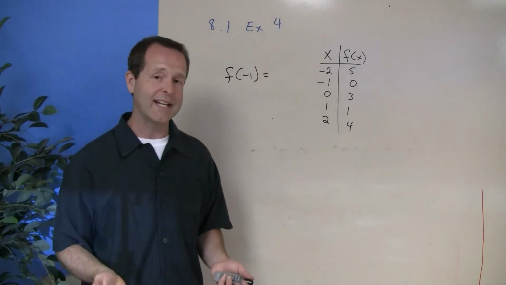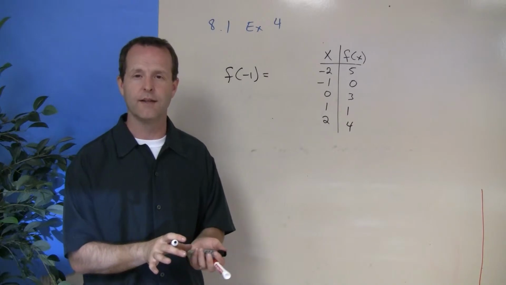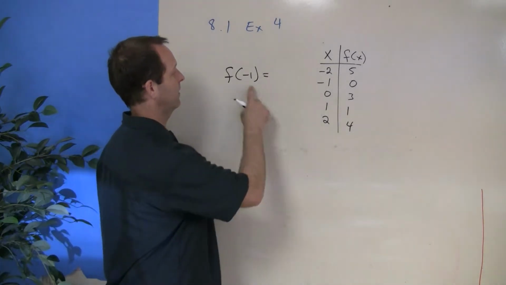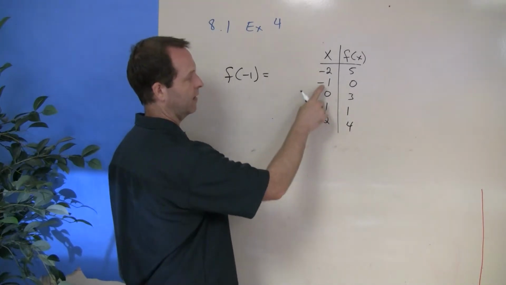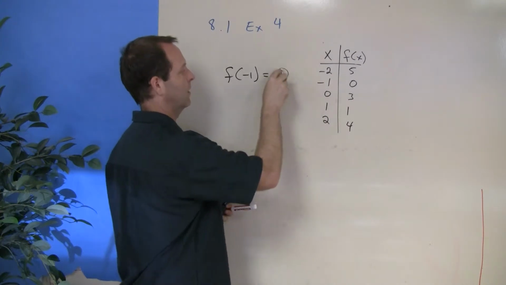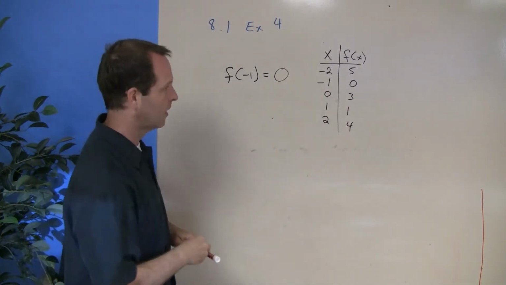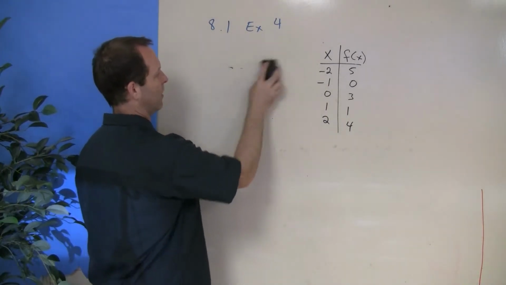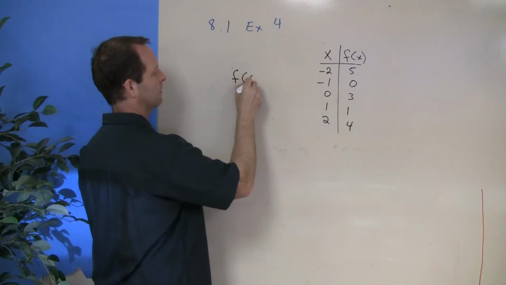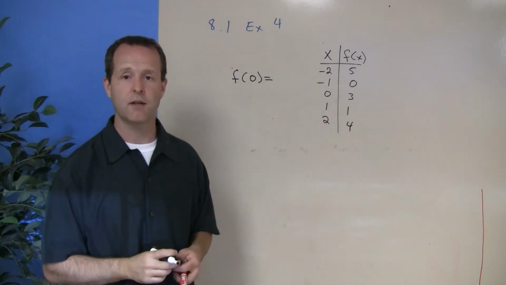Well, that's asking what happens to the function when my x value is negative 1. And we can just observe through the table. I look for a negative 1, and every time I get a negative 1, it makes a 0. So I can say that f of negative 1 equals 0. What if I want to find out another one? What about f of 0?